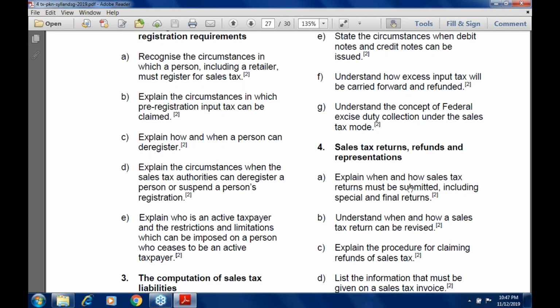I hope to, inshallah, come out with the same comprehensive session tomorrow, where we shall be discussing the registration requirements and so on with respect to sales tax. That's what we are going to cover. So we're going to cover this specific whole section of sales tax.